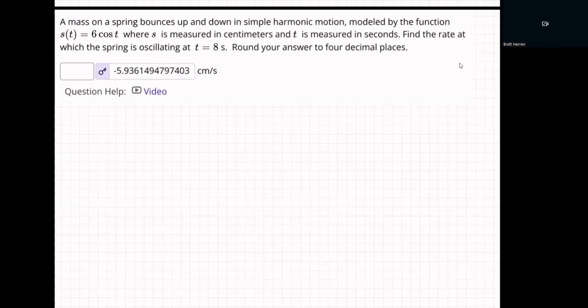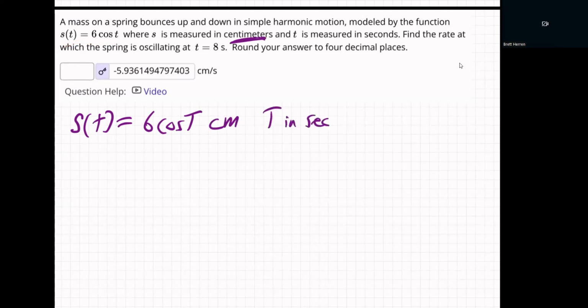Okay, in this question, they give us a function. Let me bring it down here. S of t equals 6 cosine t. I make my t a capital, so it doesn't look like a plus sign. So anyway, this is in centimeters. T is in seconds, it says.